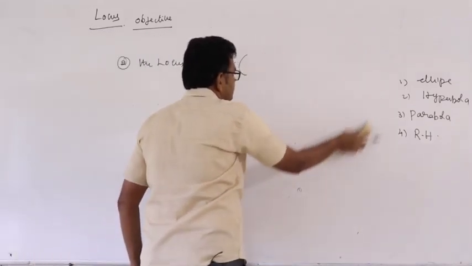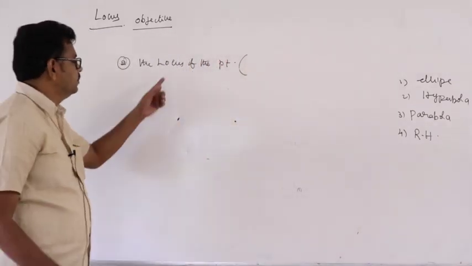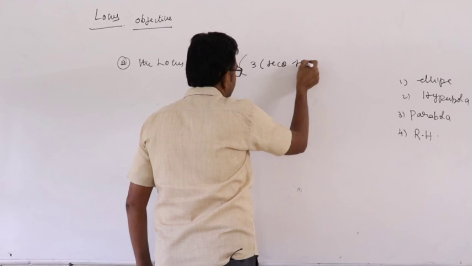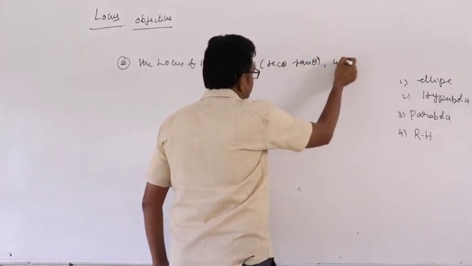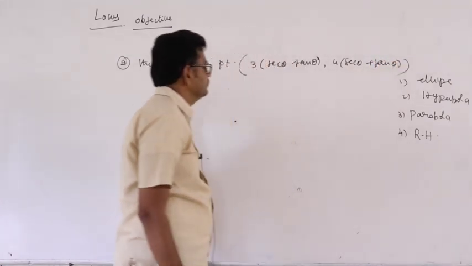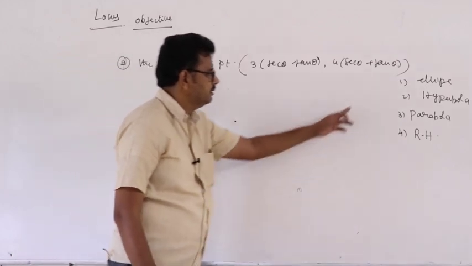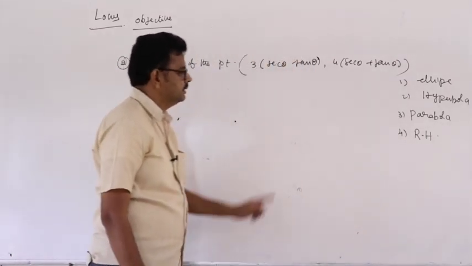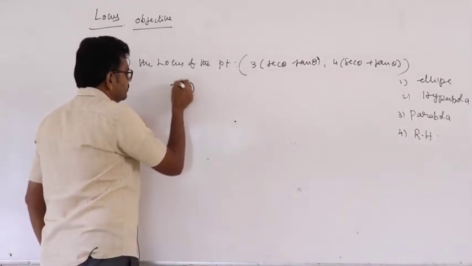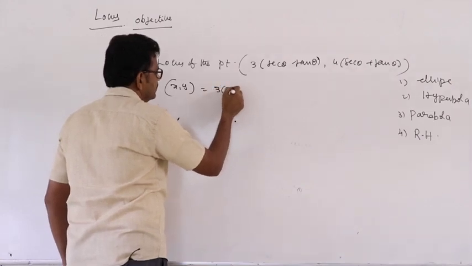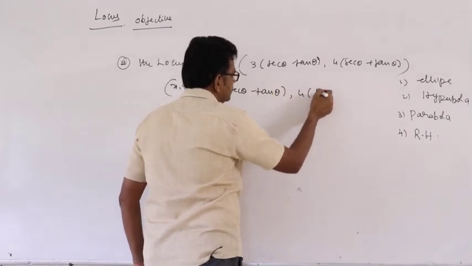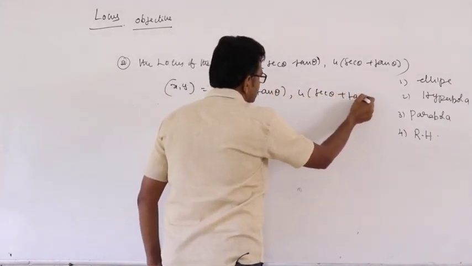Next one, the locus of the point (3 into secant theta minus tan theta, 4 into secant theta plus tan theta). Locus of the point, these are the 4 options. Of this, one is correct. (x, y) is equal to (3 into secant theta minus tan theta, 4 into secant theta plus tan theta).